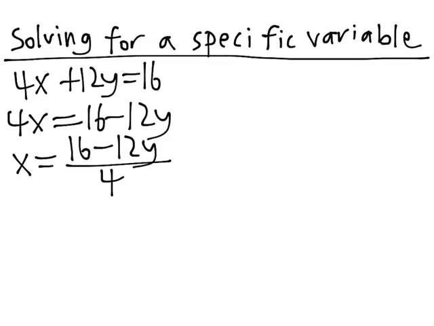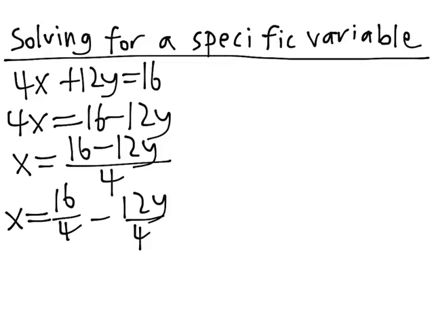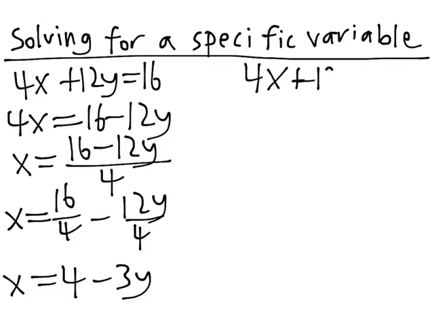Using the distributive property, this is just x equals 16 over 4 minus 12y over 4. If we simplify these fractions, we get x equals 4 minus 3y. And now we've solved for x in terms of y. We can also solve the same equation for y in terms of x instead. Let's start with 4x plus 12y equals 16.